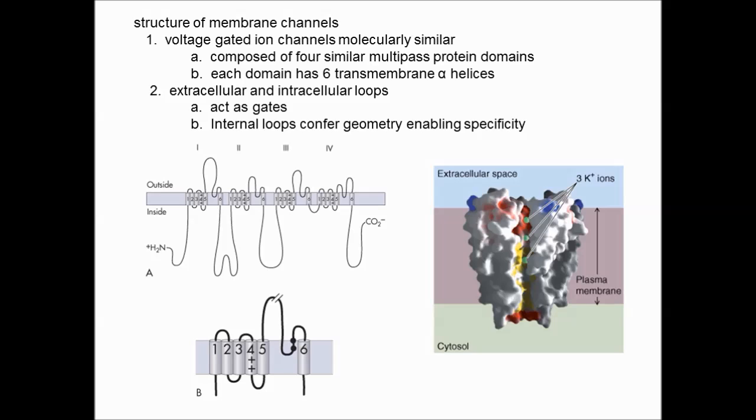The ion specificity is apparently due mostly to this fourth multipass protein, the alpha helices that are here, but definitely it's the multipass proteins that determine how specific they are to a given ion. And this is just another diagram of the same idea. This is a potassium channel. They specifically allow only one ion to go through, and then they open and close depending on those different modalities we talked about.